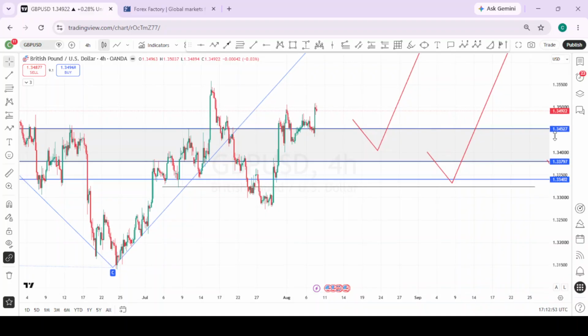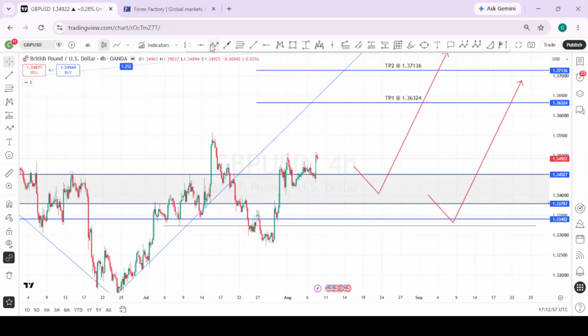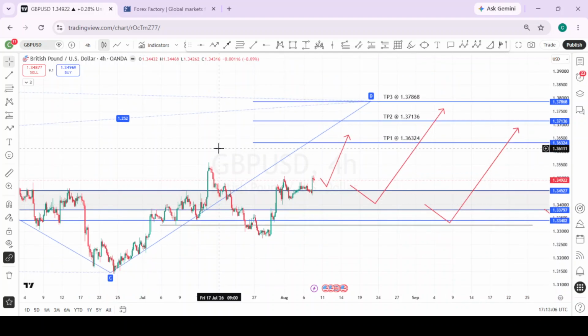So going into next week, all we'll be looking forward to is a possible higher low formation, and we look for a buy continuation to the upside. So we are very bullish for GBP USD.